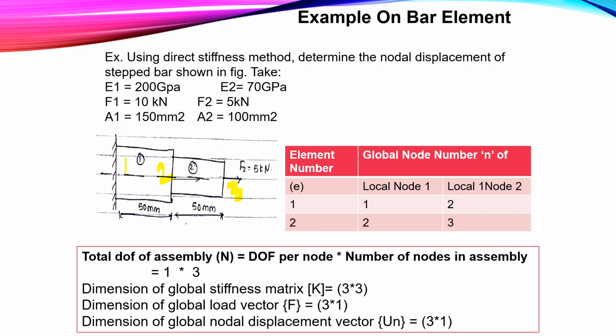First of all, we will see what is the dimension of the stiffness matrix and force matrix. Total degrees of freedom N is equal to degrees of freedom per node, which is 1 for a bar element, times the number of nodes in the assembly. Total number of nodes is 1, 2 and 3, so 1 into 3. According to that, the dimension of the global stiffness matrix is 3 by 3, the global load vector is 3 by 1, and the global nodal displacement vector is 3 by 1.